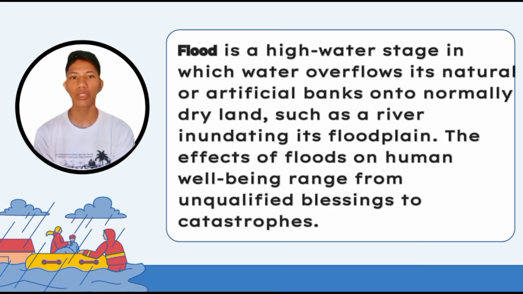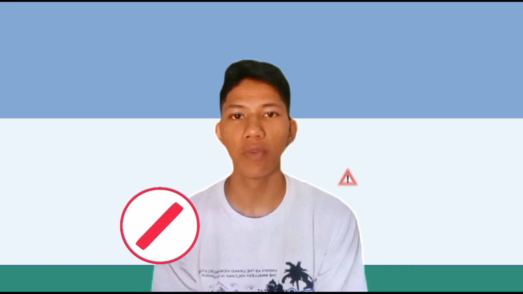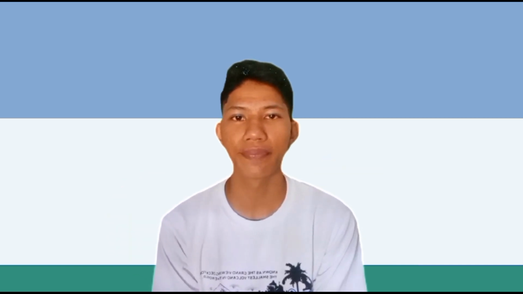Flood is a high water stage in which water overflows its natural or artificial banks onto normally dry land, such as a river inundating its floodplain. The effects of floods on human well-being range from unqualified blessings to catastrophic. So, when there is a flood, the water in the river or dam overflows, which is bad for people because it affects our health as well as the environment.